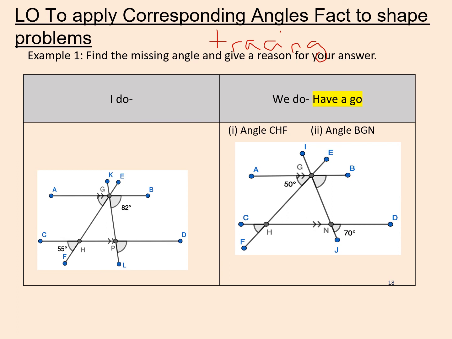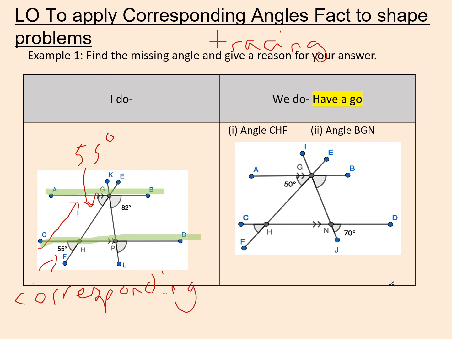In the exam, I've got 55 down the bottom here. If I was to get my tracing paper and push it up, because we've got parallel lines going across here, they don't ever touch, and they're the same distance apart from each other. So I'm now looking at this. If angle F is 55, then this angle here is 55 degrees. I would have to write corresponding angles are equal.